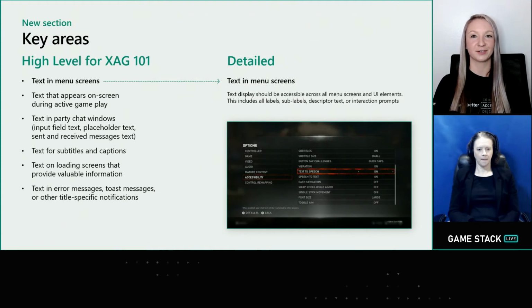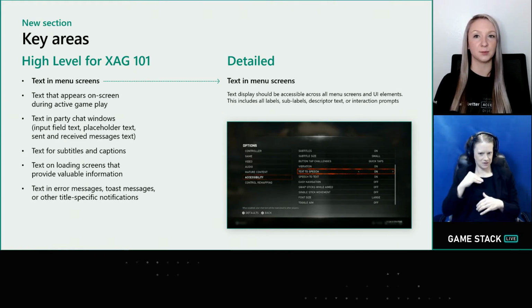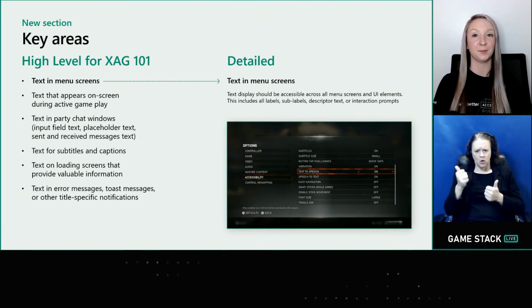Another new section in the ZAGs is the key areas to target section, which appears in some of the ZAGs where the guidelines apply to many different types of elements across the gameplay experience. And the key areas are to really outline as many potential places in a game that the elements relevant to the ZAG may be present.